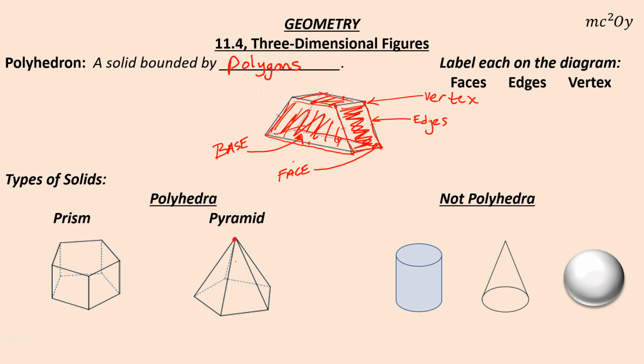A cylinder is not a polyhedron. A cone is not a polyhedron. And a sphere is not a polyhedron. If you look at those, they all have curved surfaces. That's why they're not polyhedra.